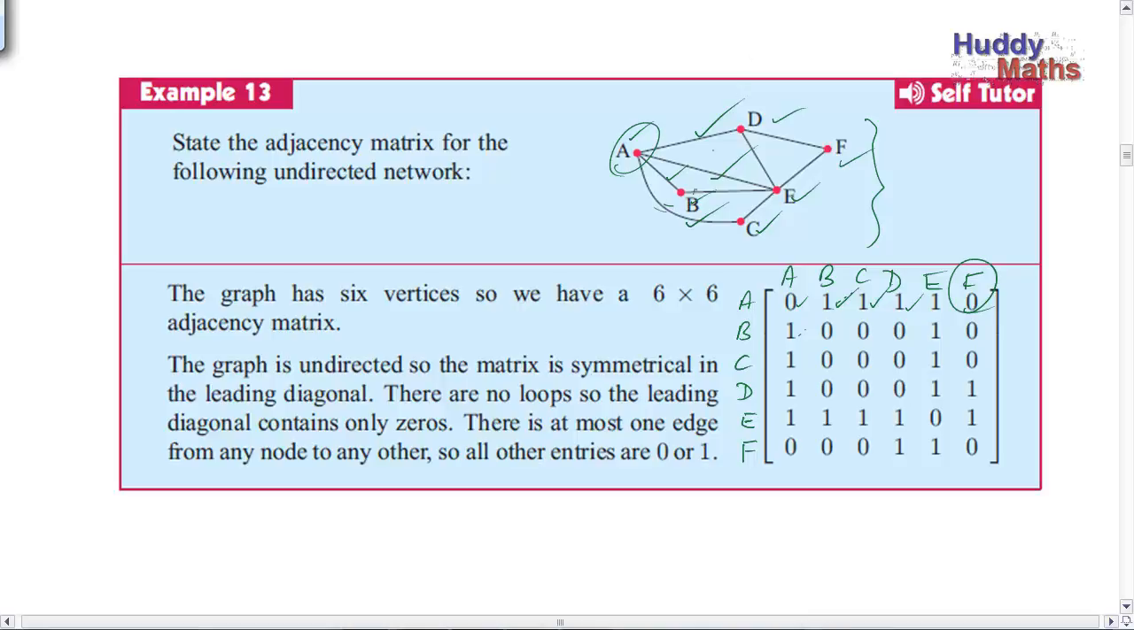Then B to A, 1. B to B, none. B to C, none. B to D, none. B to E, yes, 1. B to F, none. So you've got to go and look at the vertex and see what it's connected with, because remember this is from here. So you start at this vertex and check whether it has a direct connection or is adjacent to the other vertex. Okay, this is symmetrical because there's no loops, and all the other entries are 0 or 1 because each one is only connected once to any other ones. So you'll get the hang of this in a minute.